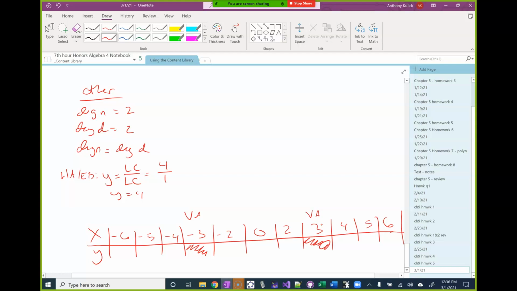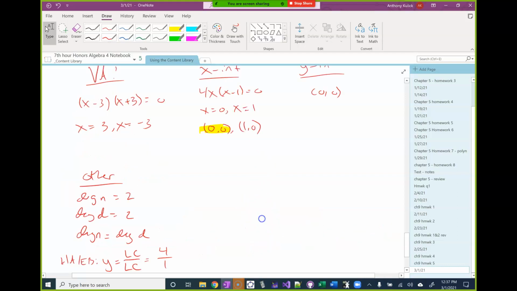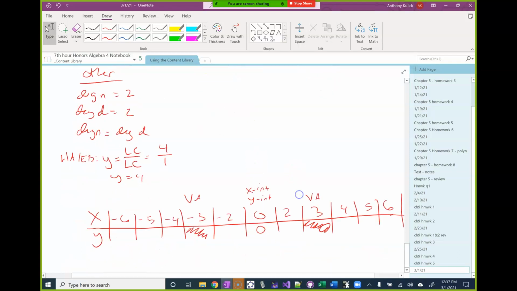Okay, so we have that part. I know that this 0 is the x-intercept and the y-intercept. And I know that I also have an x-intercept at 1. I didn't put that on my table, though. I'm just going to make a little note of it to myself, that when I'm graphing, I can put that in there. And then I think I'm ready to start finding my points.